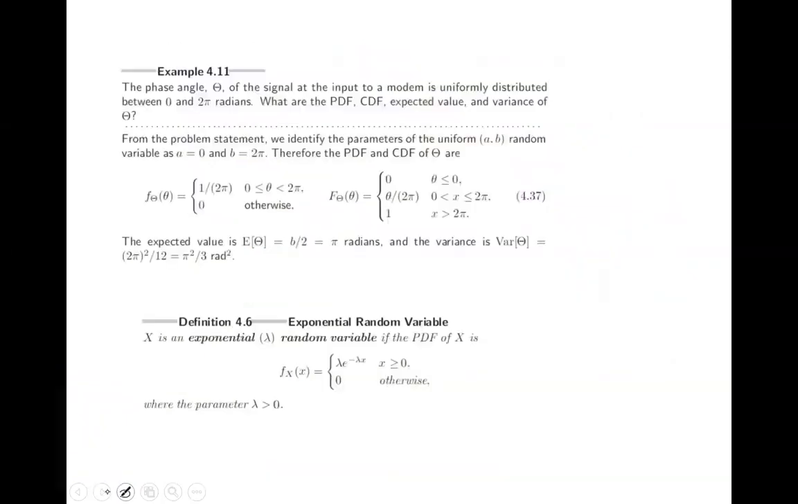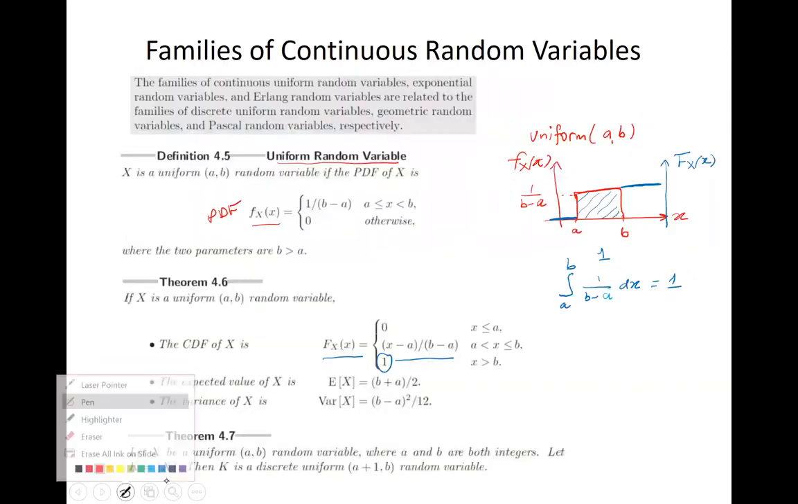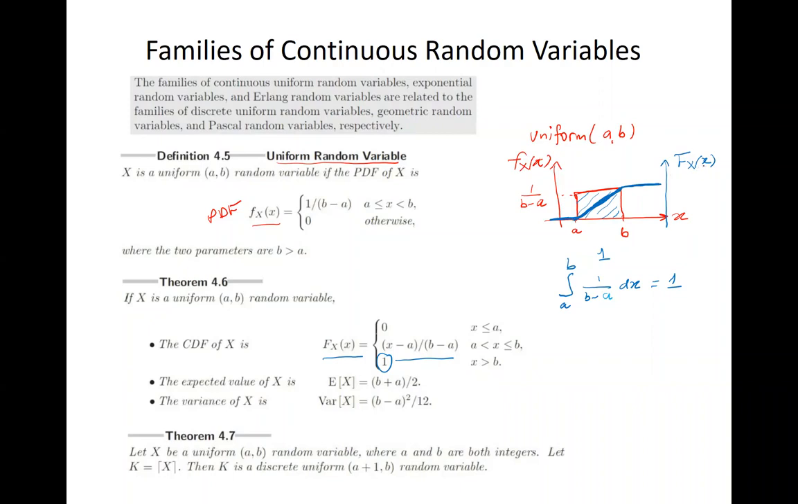Now let's see, when x is a, it's 0, right? When x is b, it is 1. So simply, it's an increasing function like this, a line. This blue one represents the CDF, and the red one represents the PDF of the uniform random variable.